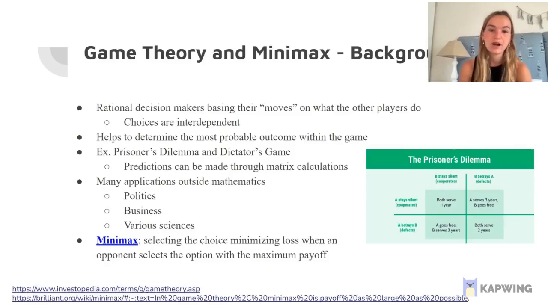So first, some background information on game theory. Game theory involves rational decision makers making decisions and moves based on what the other players in the given situation or game are doing. This means that the choices are interdependent and influenced by something external that the player has no control over. Game theory helps to determine the most probable outcome of the given situation.